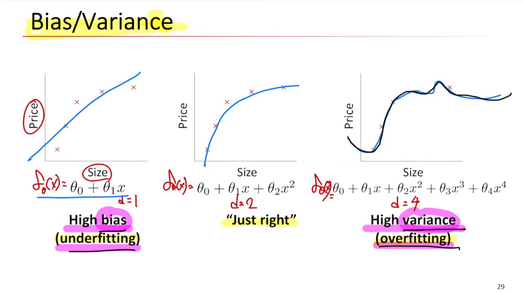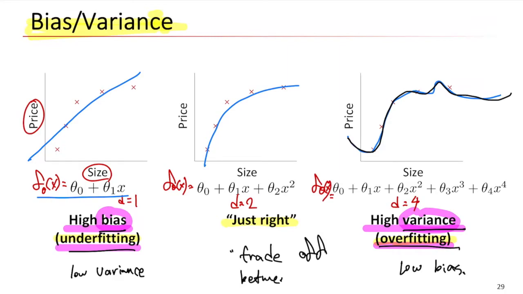Then how can we say that? In this case, we can say that this has a low variance, right? And this case is called the low bias, right? So there is a trade-off between bias and variance.